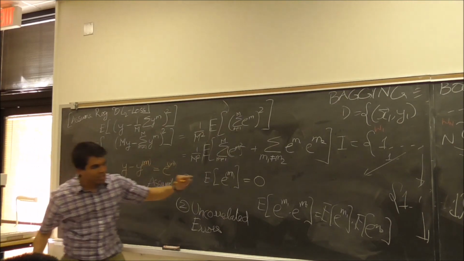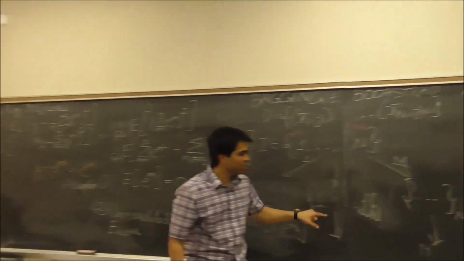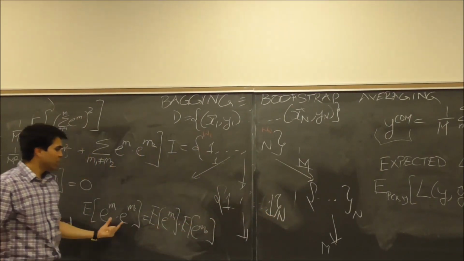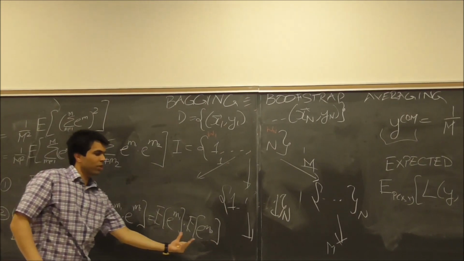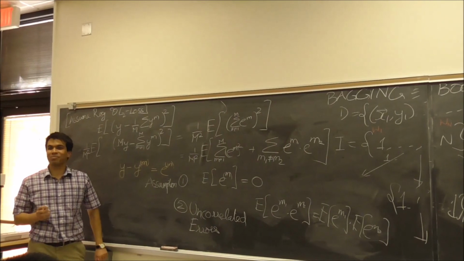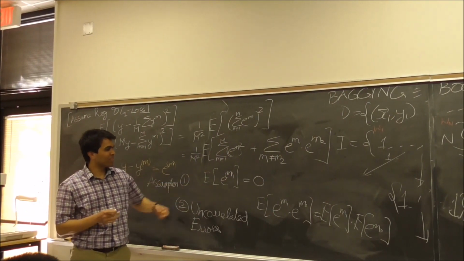So I train M classifiers, or M regressors in this case. This one makes an error, this one makes an error, and this one's error does not actually tell me anything about that one. So the expected value of the product is the expected value of this times the expected value of this. Two assumptions. The second one makes sense. The first one does not.